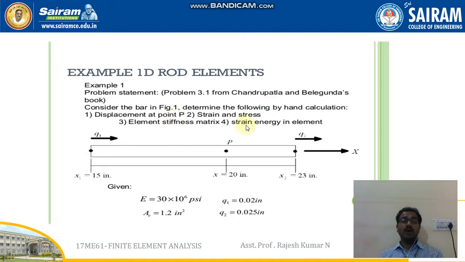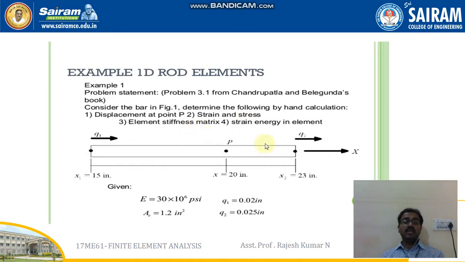Correctly speaking, both rod and bar are the same, but wherever the word rod element is used, along with the element stiffness matrix, a few more things we have to find out, which we will see. So what is given and what to find. This problem: consider a bar or rod shown in the sketch, determine the following by hand calculation. Number 1, displacement at point P, strain and stresses, element stiffness matrix, strain energy in element.